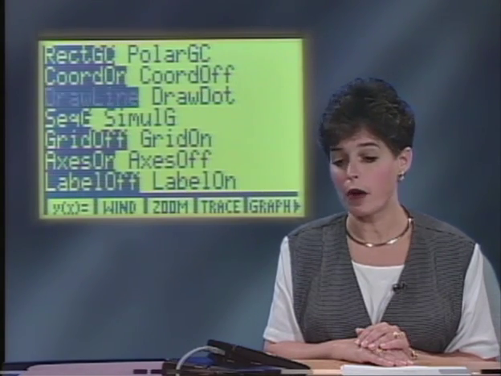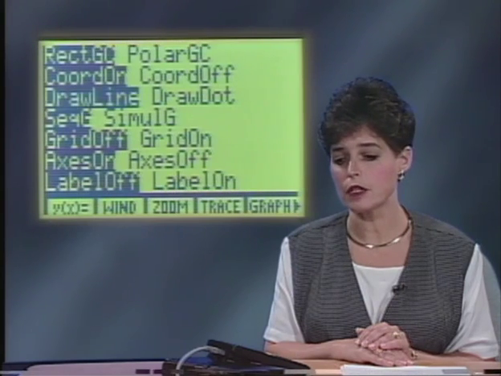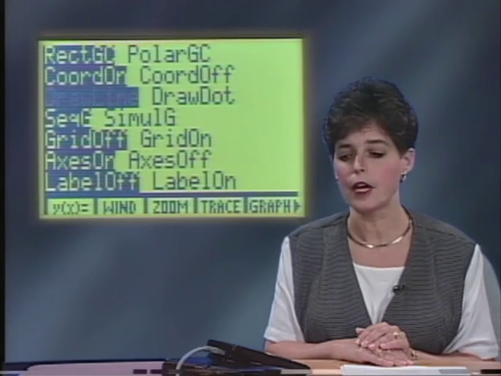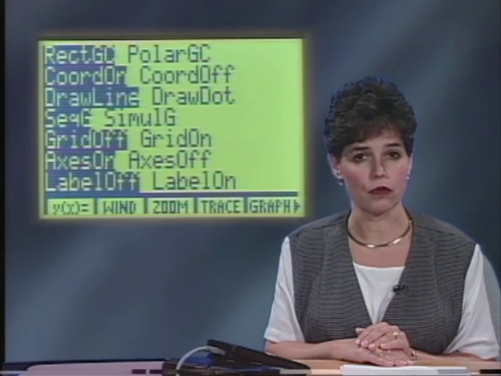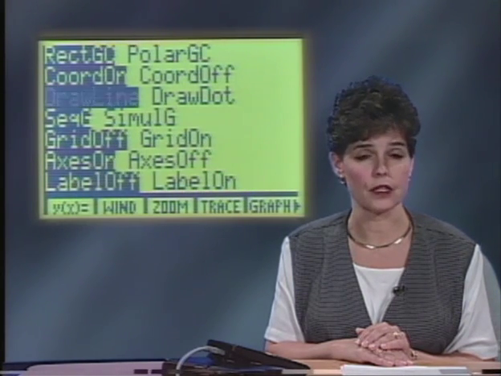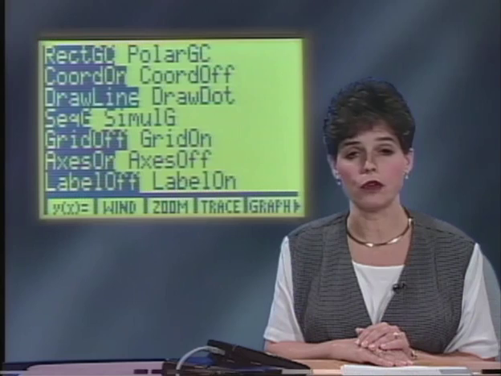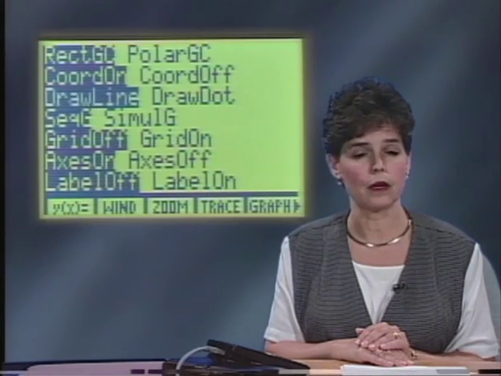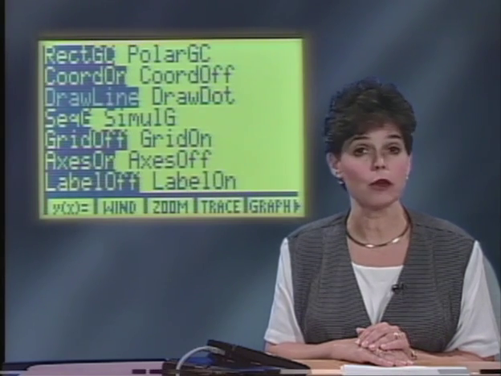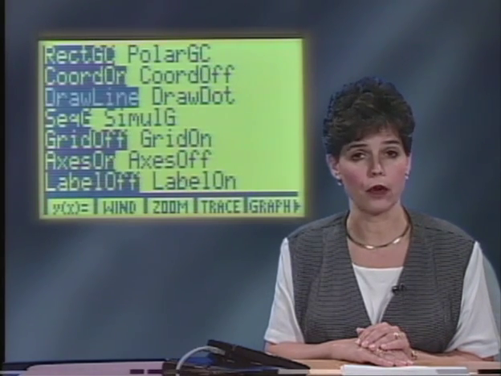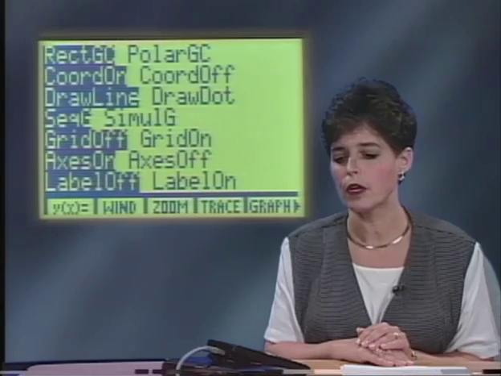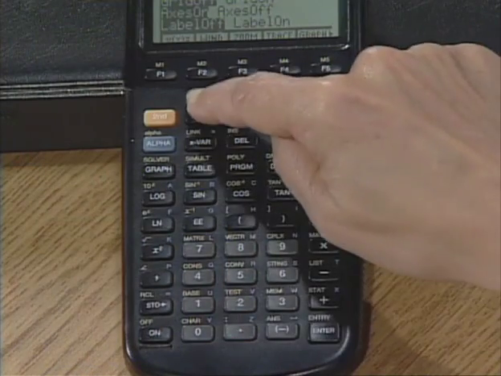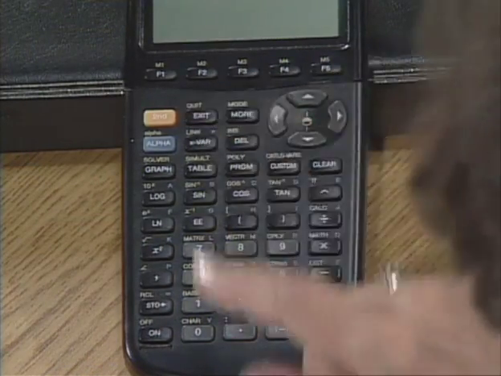The bottom choice in this Format menu is Label Off, Label On. You might want to label your axes. For instance, in this case, it would be the X-axis and the Y-axis. If you decided that you would like to always have them labeled, then you could go to Label On and leave it there. And anytime you'd like to change it, you could go back to this Graph Format menu. Well, let's exit out now by pressing Exit, and we'll move on to another aspect of the calculator.